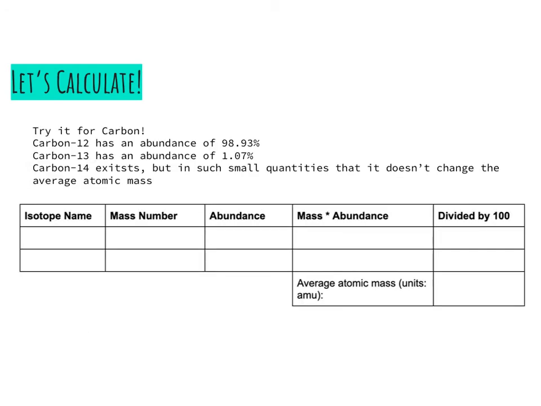Alright, so now it's your turn to try it on your own. Here we have carbon. Carbon-12 has an abundance of 98.93%. Carbon-13 has an abundance of 1.07%. And carbon-14 does exist. You can find it on Earth, but it's in such small quantities that it won't change the average atomic mass. It won't really contribute just because it's such a minute amount. Alright, so I'm going to let you pause this video, and then when we come back, I'll run through these really quickly just so you can see how I did it. So pause and try it on your own.